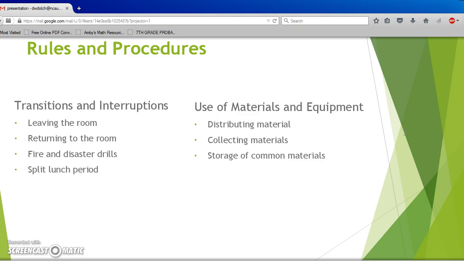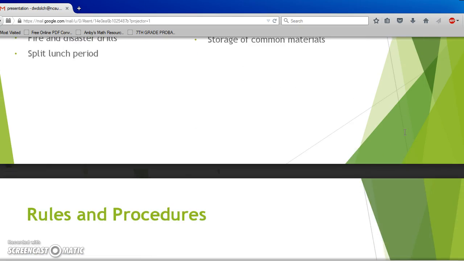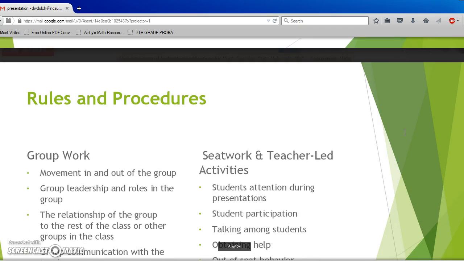Some other rules that were mentioned in the book outline the use of materials and equipment. These rules would be distributing materials, collecting materials, storage, and common materials. Rules for storage and common materials.